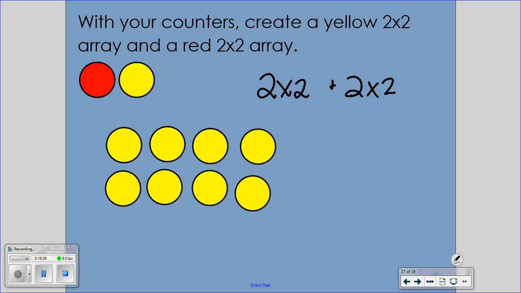Nope, that's not a 2x2. We had a 2x2, and then we made them all yellow. So now we have a 4 by 2. 4 times 2, which equals what? 8.